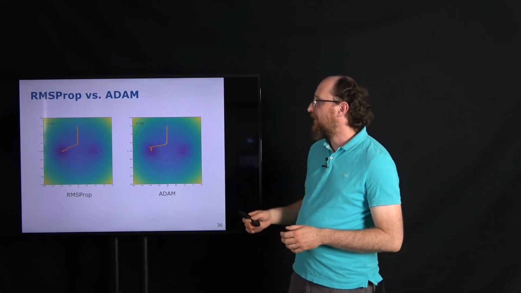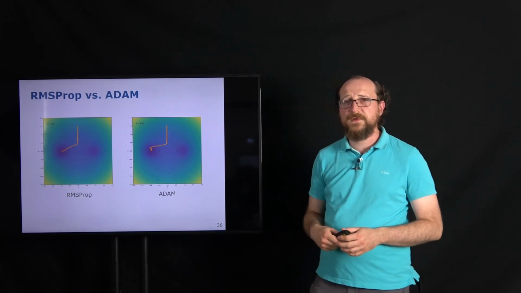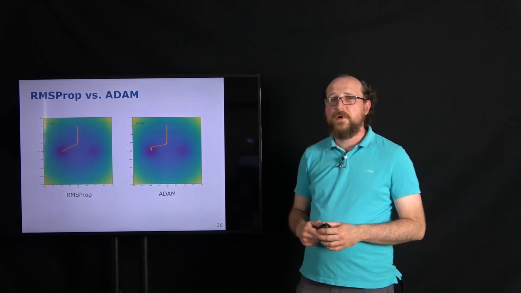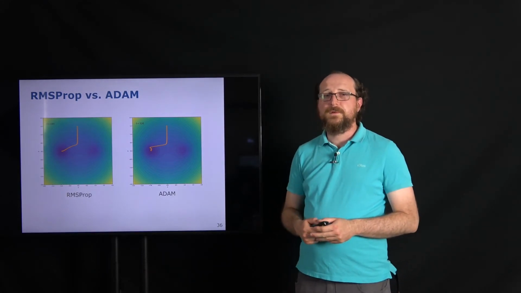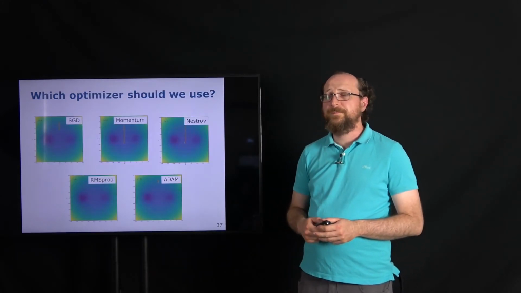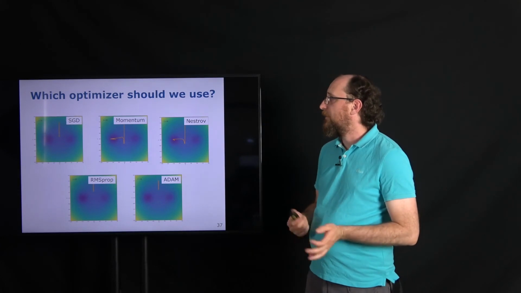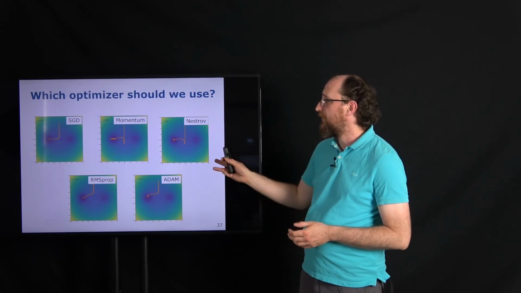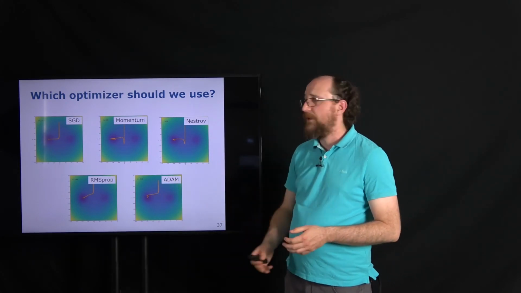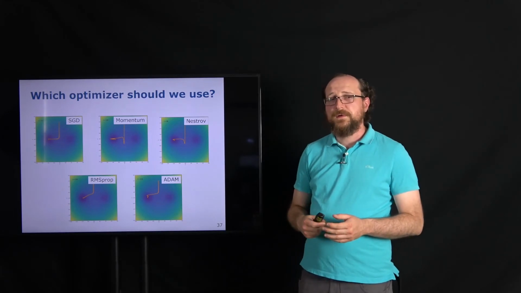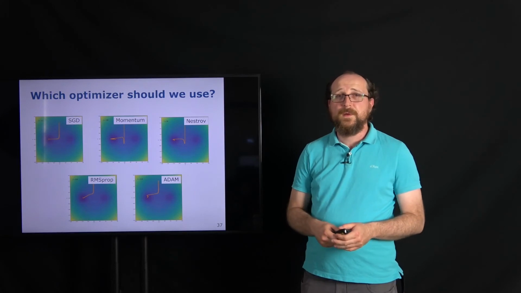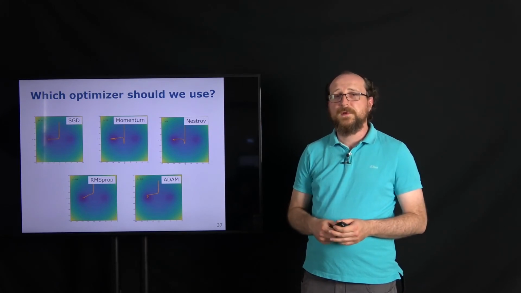Here in this example, maybe Adam is not having much of the advantage, but as we will see in a short, this is not always the case. So here we have now the question. We have these different methods: stochastic gradient descent, momentum, Nesterov, RMSprop, and Adam in the end. And the question that naturally arises is which of the different methods I should choose.